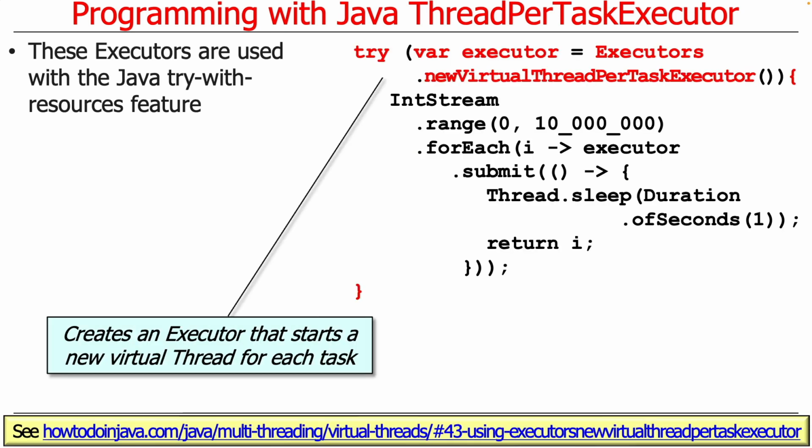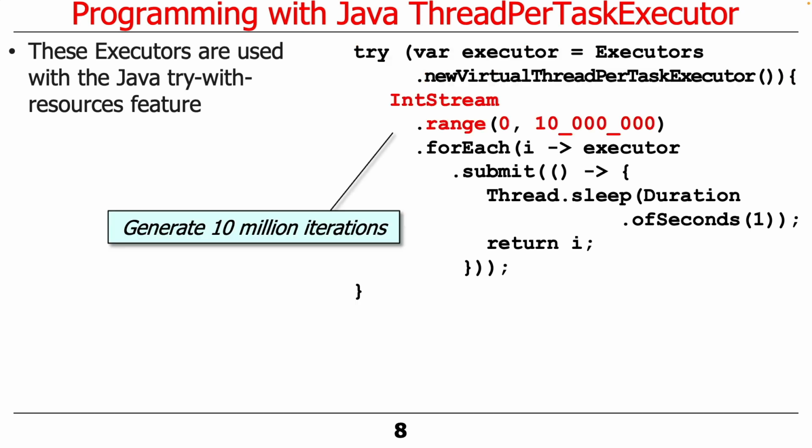These executors, just like the structured task scope example we looked at before, are used within the Java try-with-resources feature in this block. So you say try, open paren, var executor equals Executors.newVirtualThreadPerTaskExecutor, which is a bit of a mouthful. So that'll make you a new virtual thread per task executor. And what that does is it'll create a new thread every time you call its submit method.